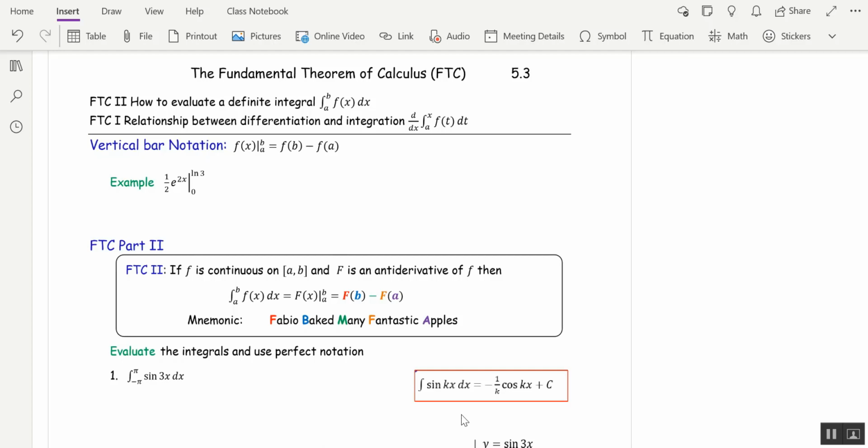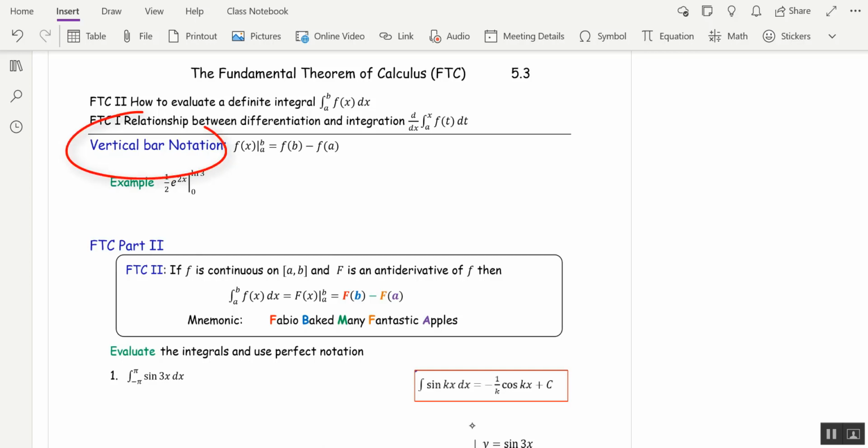Today we're going to talk about the fundamental theorem of calculus. The fundamental theorem comes in two parts. One tells us how to evaluate a definite integral, and two tells us that differentiation and integration are essentially inverse transformations. Now we're going to spend 99% of our time using part two, so I'm going to do that first.